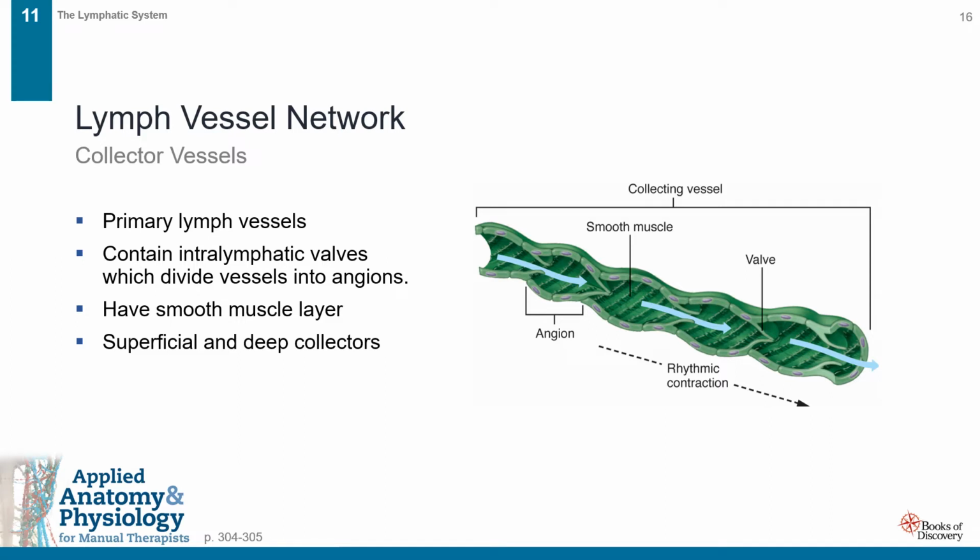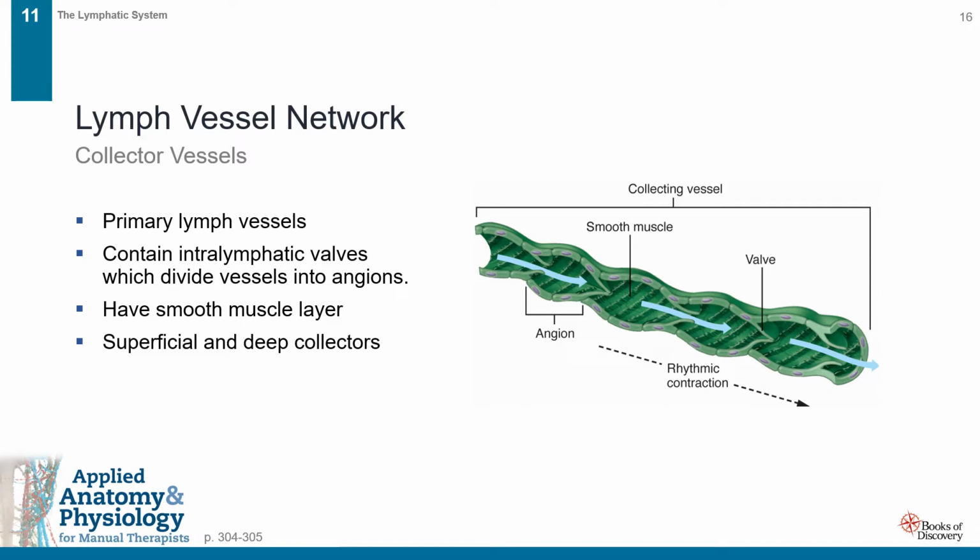The valves are located roughly every 0.25 to 0.79 inches and divide each vessel into a series of smaller segments, so lymph has to move from one short segment to the next instead of traveling the full length of the vessel at one time. Each segment forms its own functional unit called an angion.